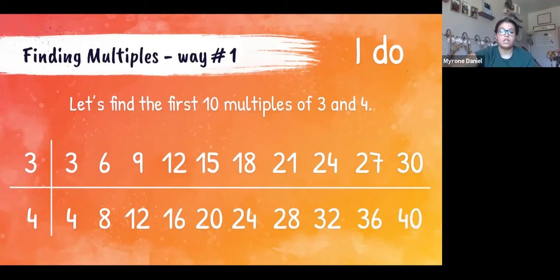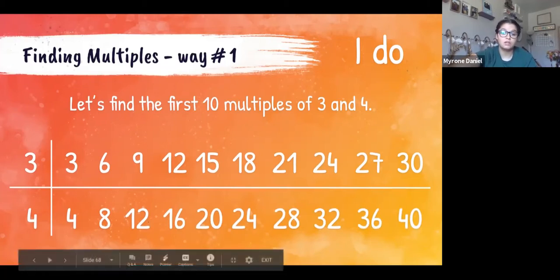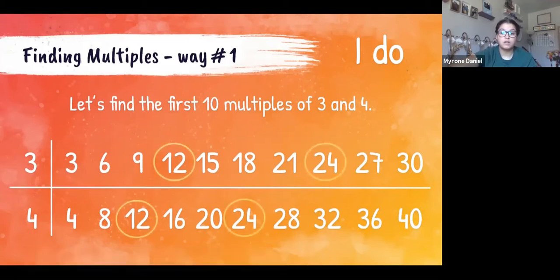So if we're looking at our T-chart, we're going to find the numbers that are the common multiples between these two numbers. So if I'm going through the numbers, I see 12 is common, and also 24 is common.